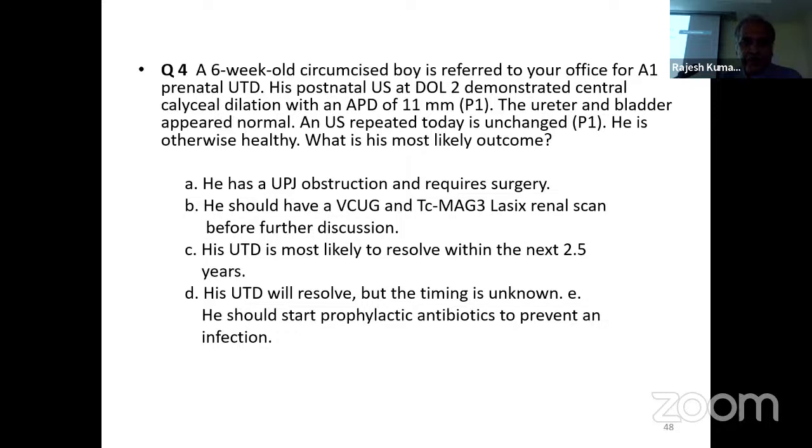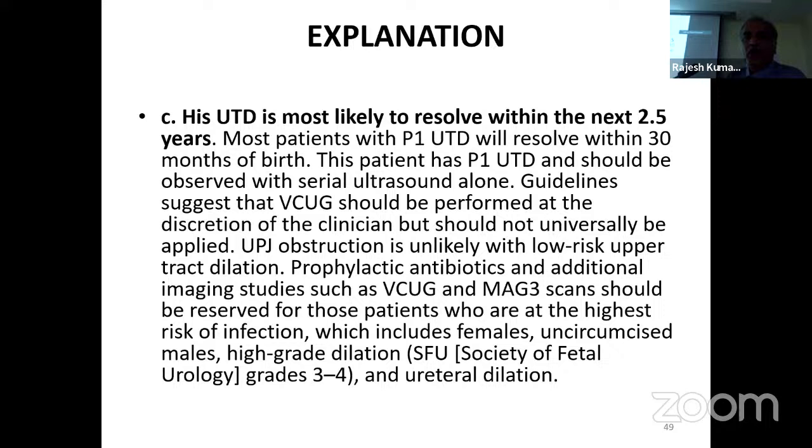Let's see. Yes. So most patients with this will resolve within 30 months of birth. And this patient has P1 UTD and should be observed with serial ultrasound alone. Guidelines suggest that VCUG should be performed at the discretion of the clinician, but should not universally be applied. UPJ obstruction is unlikely with low risk upper tract dilatation. So prophylactic antibiotics and additional imaging studies such as VCUG and MAG3 scan should be reserved for those patients who are at the highest risk of infection, which includes females, uncircumcised males, high-grade dilatation, and ureteral dilatation.